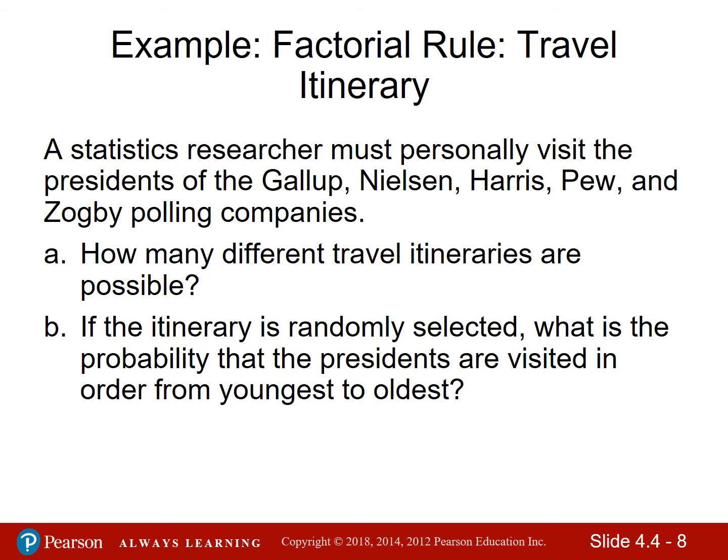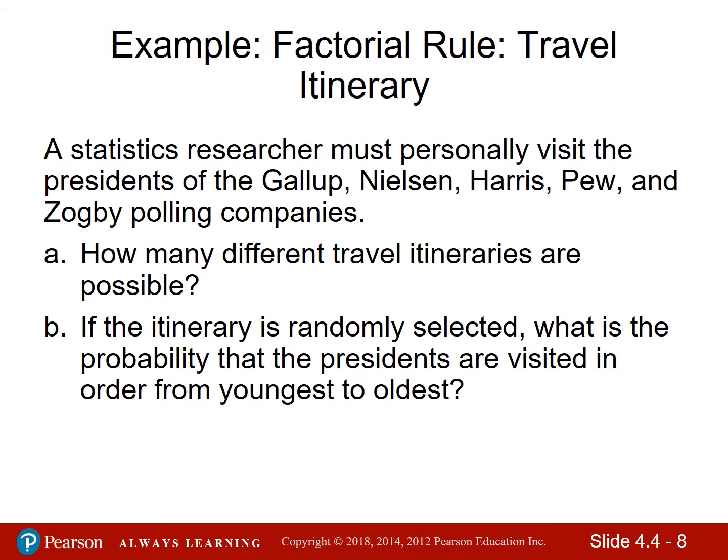A statistics researcher must personally visit the presidents of Gallup, Nilsson, Harris, Pew, and Zogby polling companies. Now the question is, how many different travel itineraries are possible, right? How many different ways?